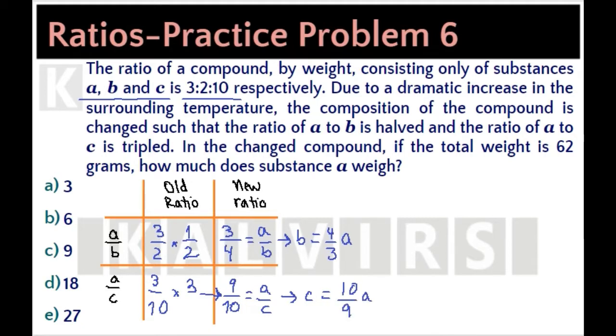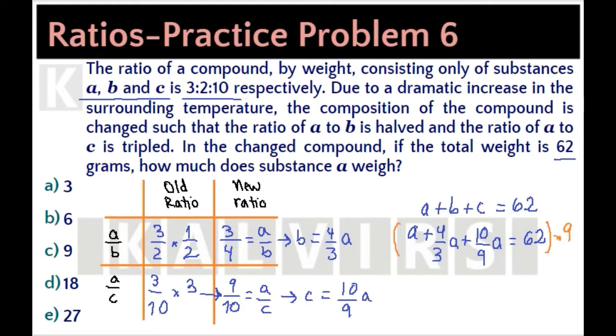If the total weight of the changed compound is 62, then A plus B plus C equals 62. Finally, solve for A. Choice D is correct.